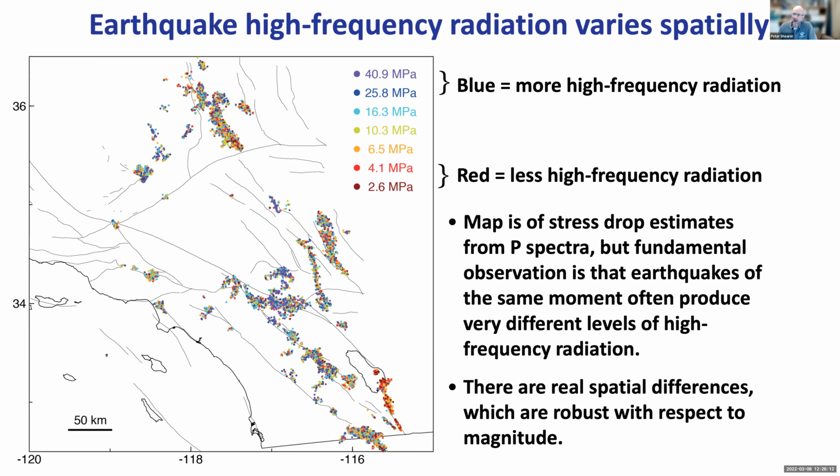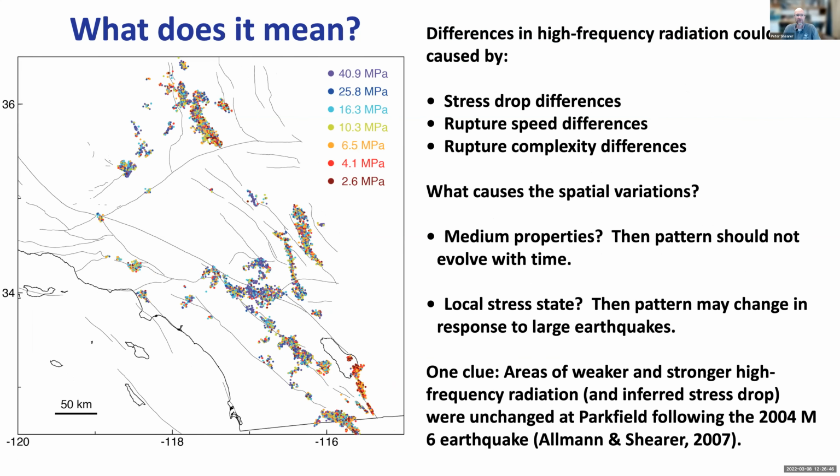Okay, so to sort of sum up, I think the fundamental observation is that for these small earthquakes, the amount of earthquake high frequency radiation we see varies. And the color scheme I'm using, blue, is for higher stress drop, but it's also for more high frequency radiation, whereas red is more like a red spectrum with less high frequency radiation. And these are real spatial differences.